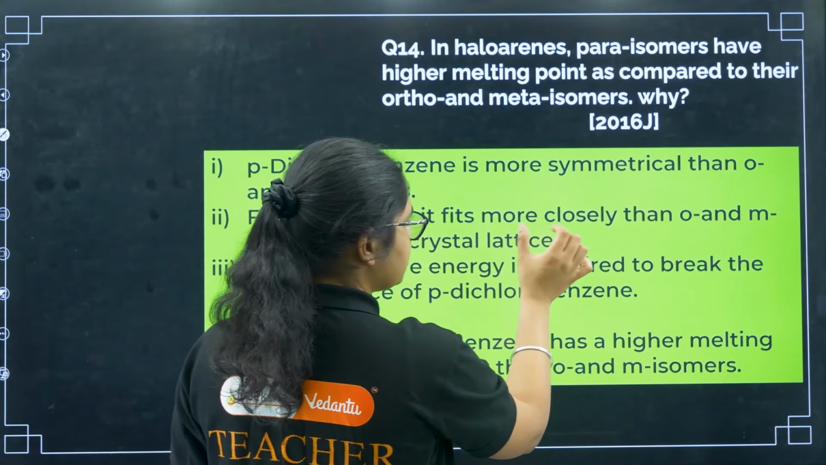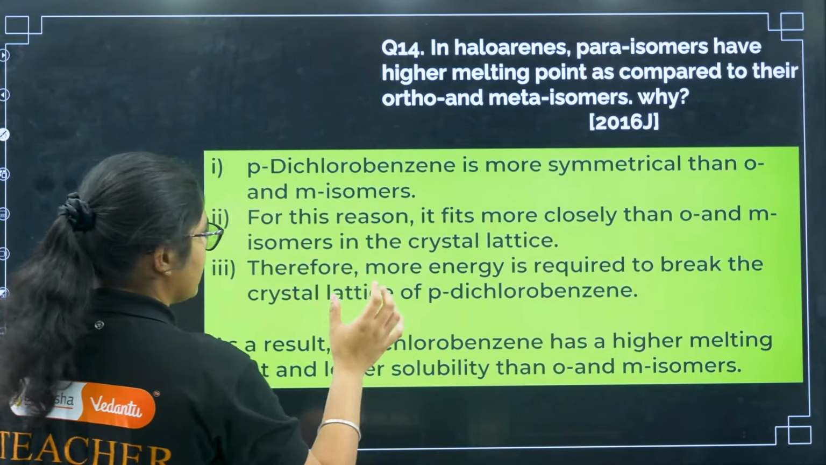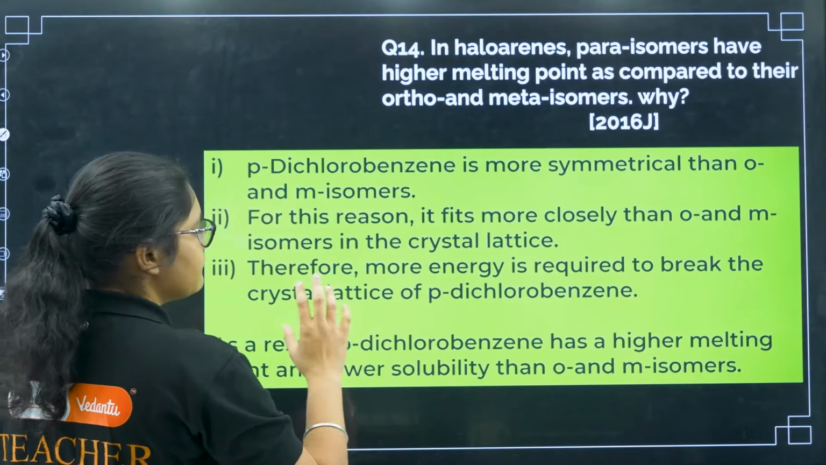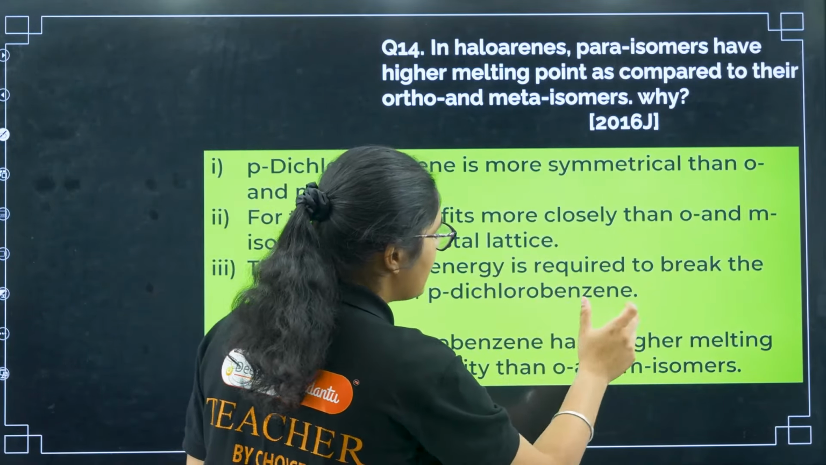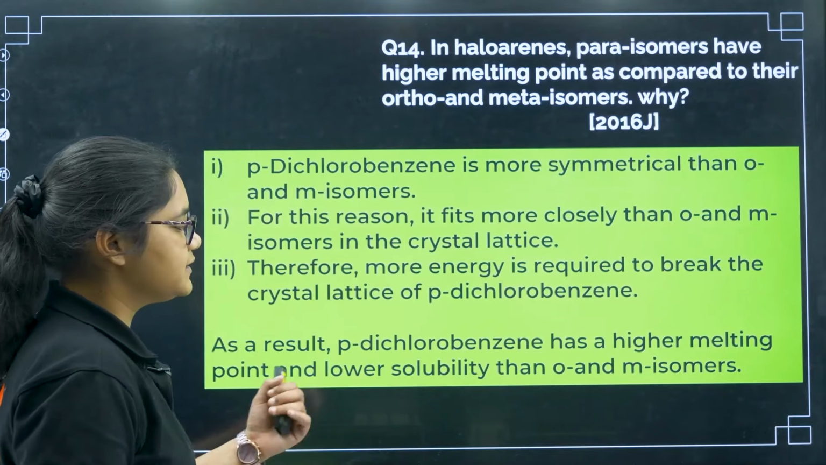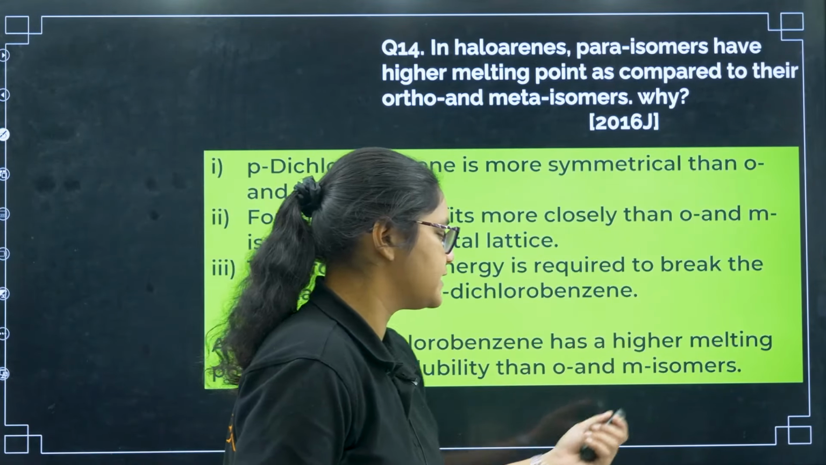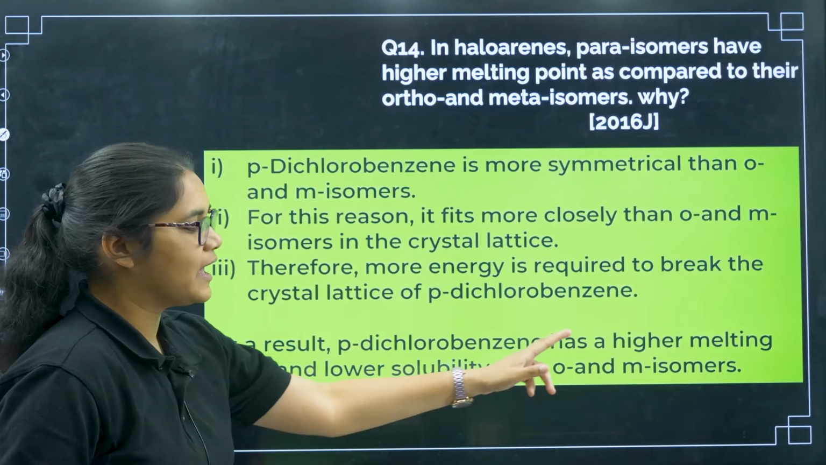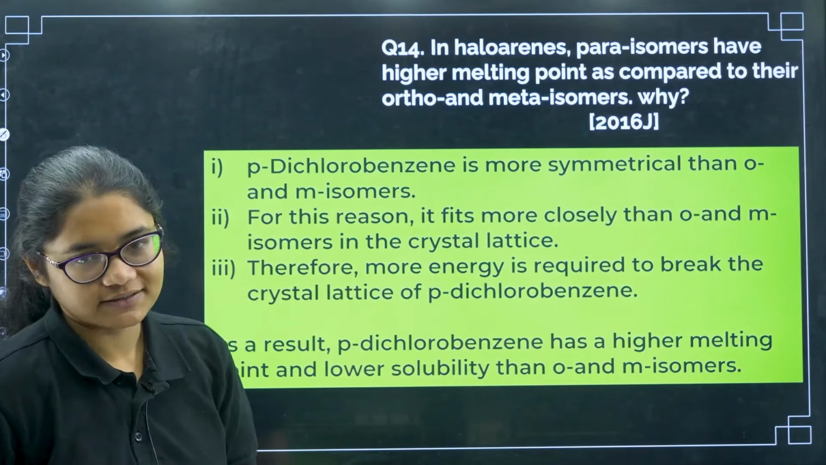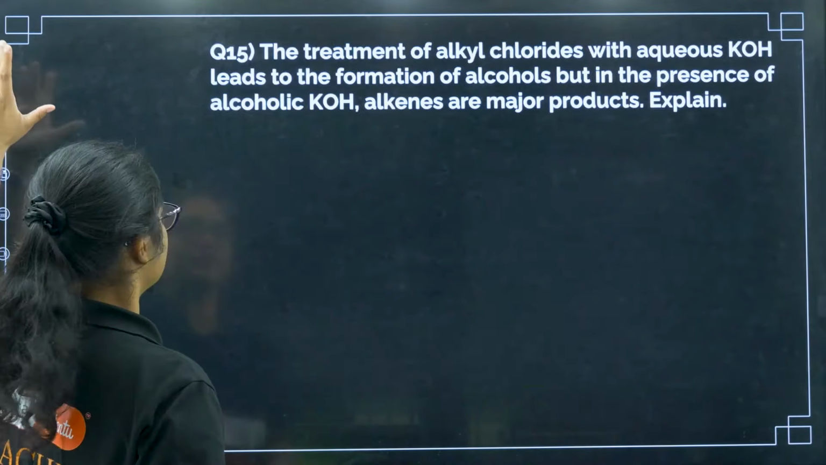For this reason, it fits more closely than ortho and meta in the crystal lattice. Therefore, more energy is required to break the crystal lattice of para dichlorobenzene. As a result, para dichlorobenzene has a higher melting point and boiling point and lower solubility than the ortho and meta isomers. Okay, so that is the explanation here.